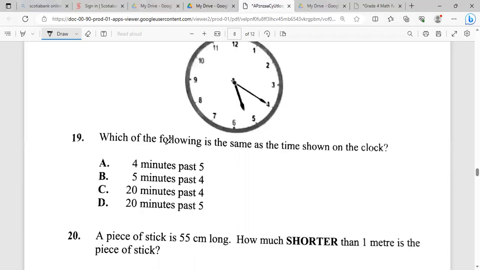This one says, which of the following is the same time shown below? So the hour hand is the shorter one, that's 5. And the minute hand goes by that, so that's 5:20. 4 minutes past 5, no. 5 minutes past 4, no. 20 minutes past 4, no. So it has to be this, which is 20 minutes past 5.